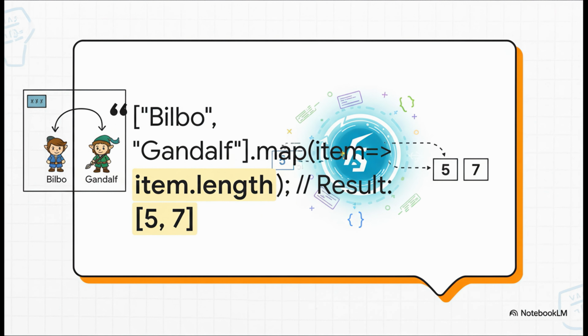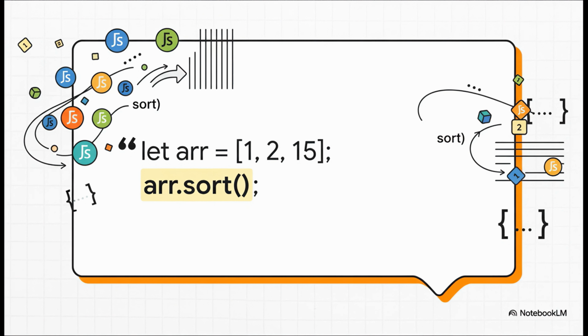So here, for example, we're taking an array of names and, just like that, transforming it into an array of their lengths. The key thing to remember is that the new array you get back will always have the exact same number of items as the one you started with. Alright, let's talk about sorting.